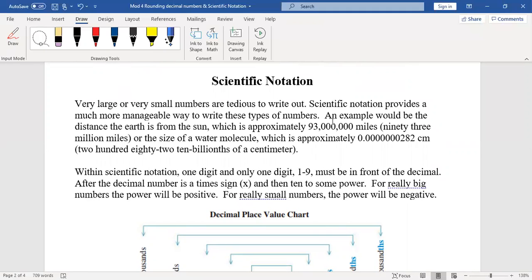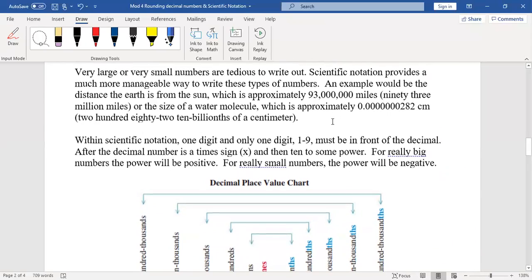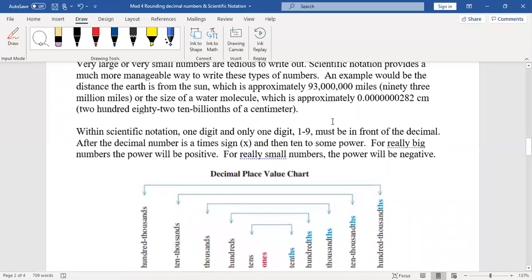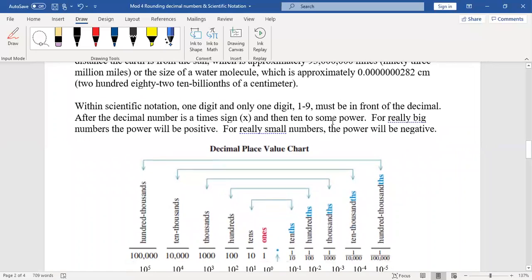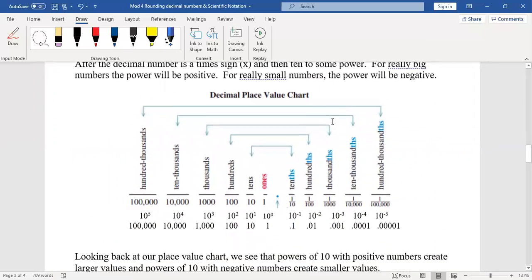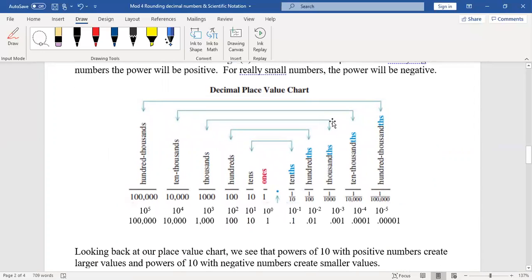Within scientific notation, one digit and only one digit, 1 through 9, must be in front of the decimal. After the decimal number is a times sign, an X, and then 10 to some power. For really big numbers, the power will be positive. For really small numbers, the power will be negative. So in our decimal place value chart, place values are powers of 10. As I move to the right, I get smaller, and I have negative exponents on my tens. As I move to the left, I get larger, and my powers are positive.